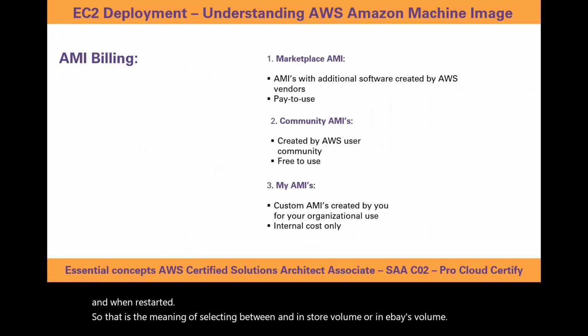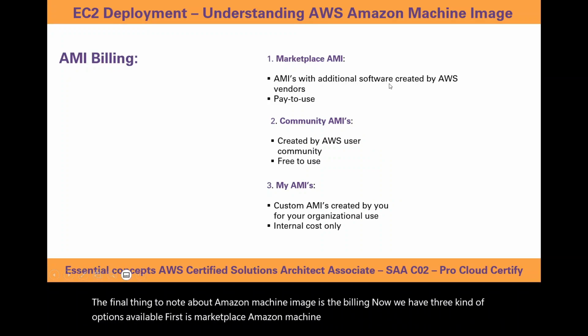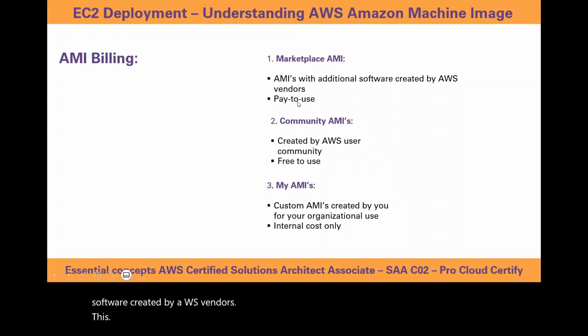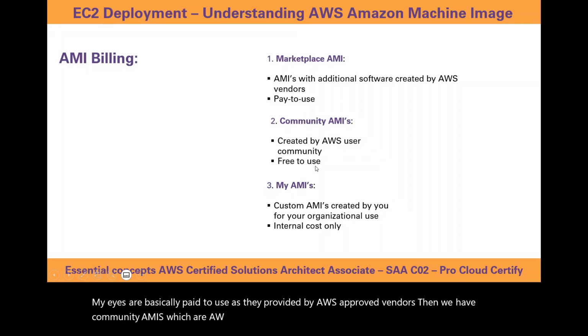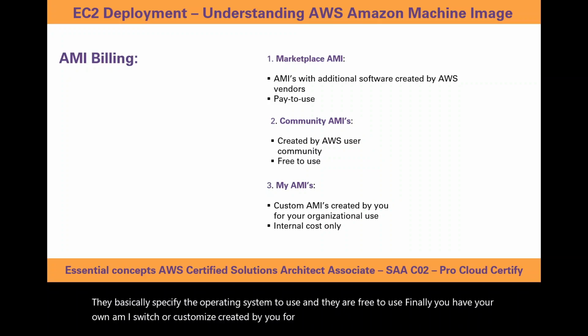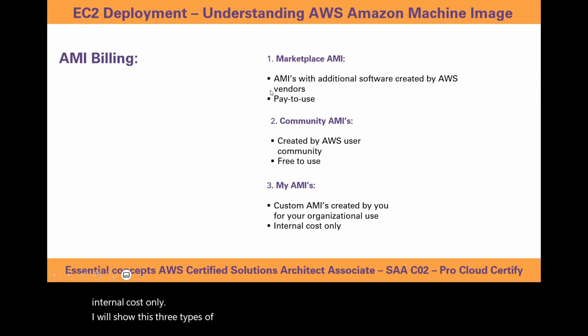The final thing to note about Amazon Machine Image is the billing. Now we have three kinds of options available. First is Marketplace Amazon Machine Image, which are AMIs with additional software created by AWS vendors. These AMIs are basically pay to use as they're provided by AWS approved vendors. Then we have community AMIs, which are created by the AWS user community. They basically specify the operating system to use and they are free to use. Finally, you have your own AMIs, which are custom AMIs created by you for your organizational use, and they have internal cost only. I will show these three types of AMIs in our AWS dashboard.